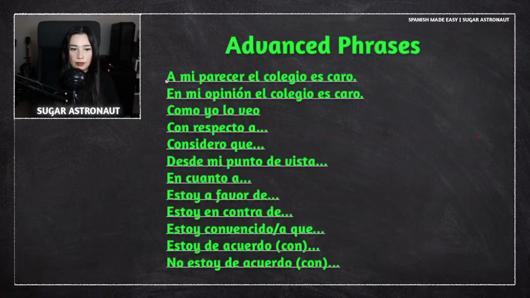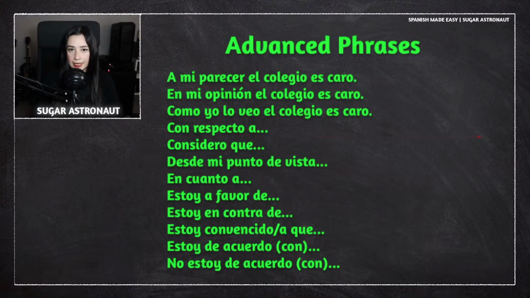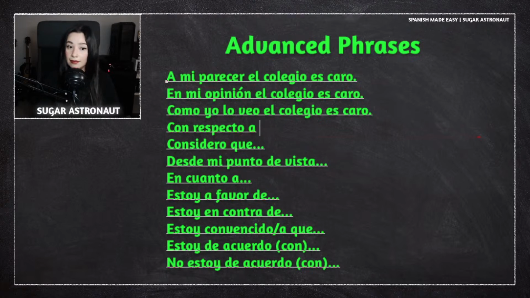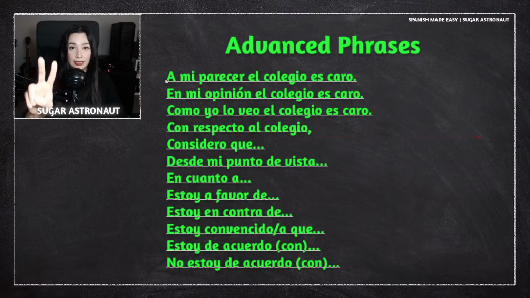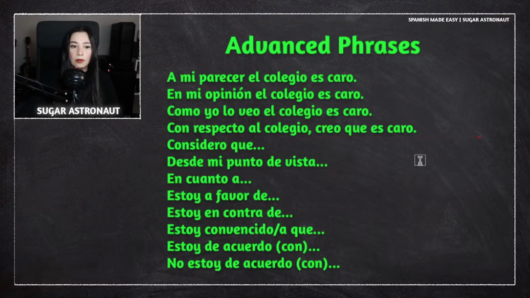Como yo lo veo, the way I see it, como yo lo veo, el colegio es caro. Very easy. Como yo lo veo, the way I see it, el colegio es caro. The school is expensive. Con respecto a, what are we saying here? If you want to say the college is expensive, con respecto al colegio, you can add a second opinion phrase. Creo que es caro. Okay? So, with respect to the college, comma, I think it's expensive.